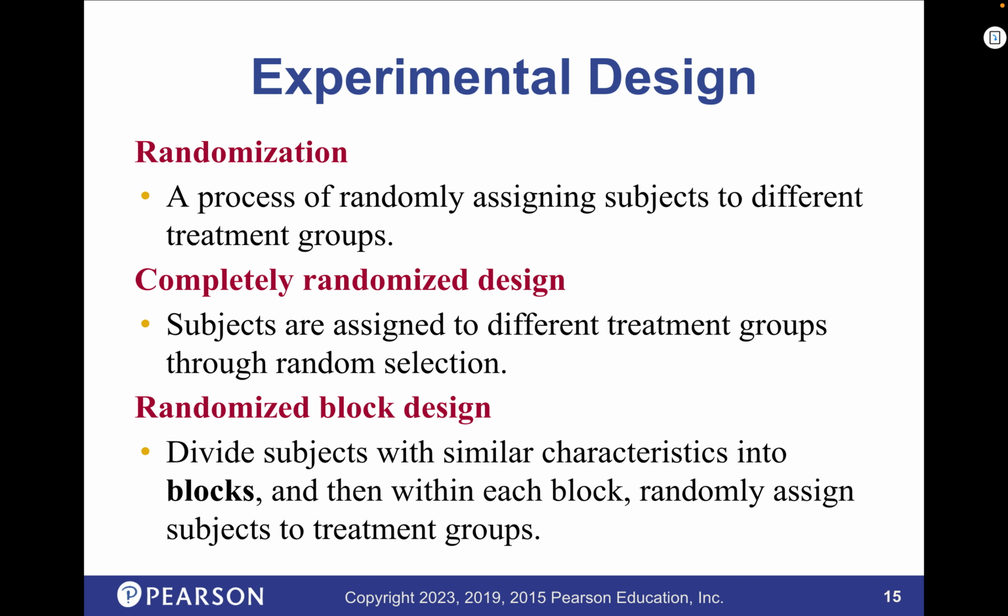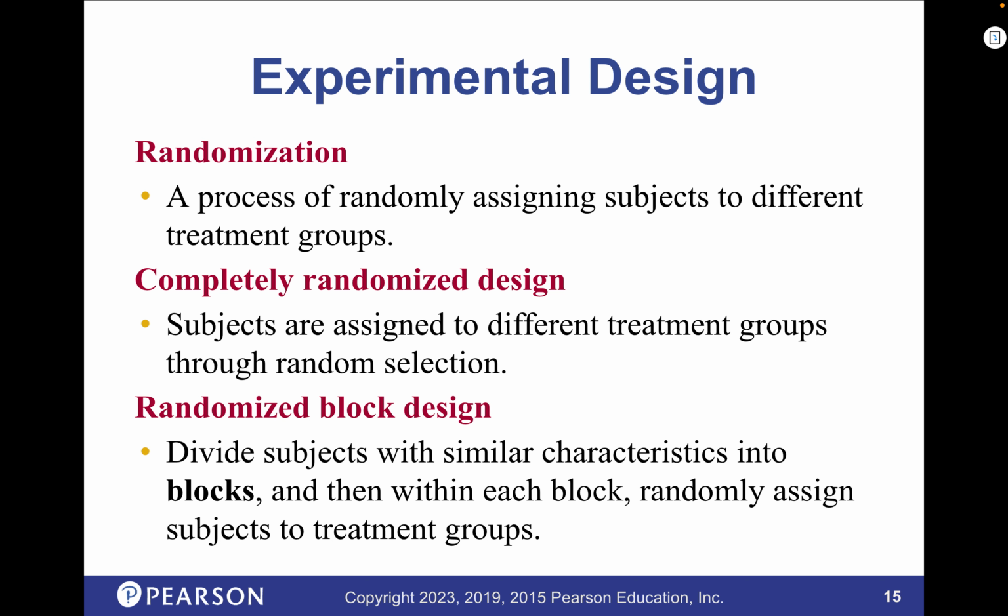So there's randomization, there's a process, and usually a computer is used in some way to assign random numbers to participants, and then they either go to the control group or into the experimental group. In a completely randomized design, subjects are assigned to different treatment groups through random selection. So each person in the study could go to one side or the other.